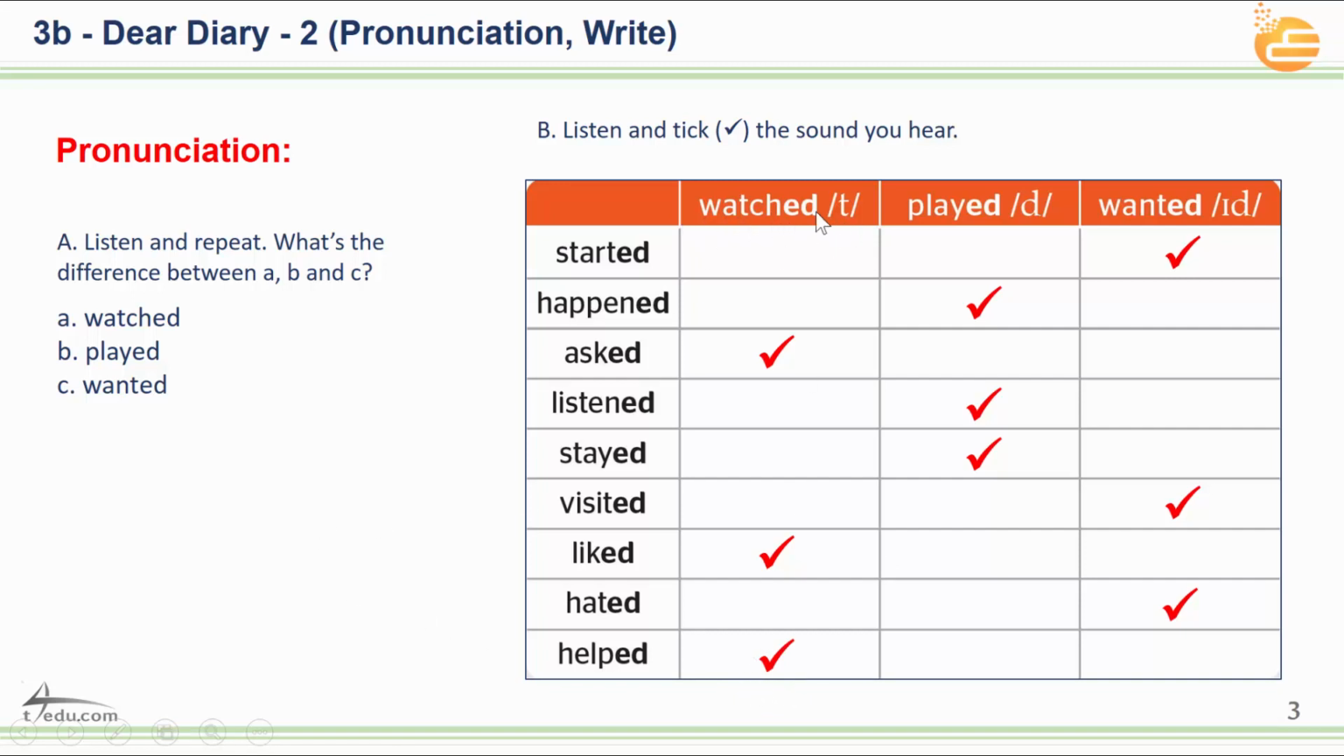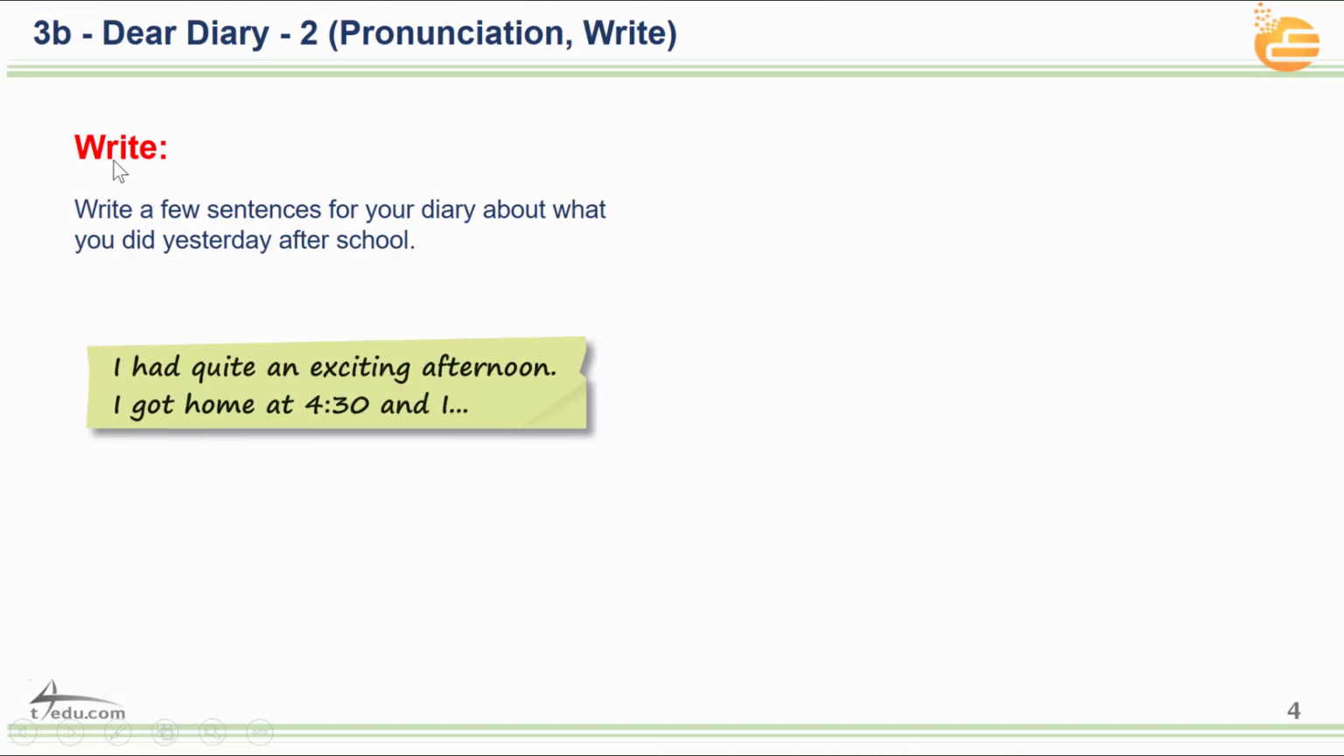So now you know the difference in pronunciation between ed, which is pronounced like t, and ed, which we pronounce like a clear d, and also ed, which is pronounced with a clear e and a clear d. The sound is clear to us. Very nice. Now let's go to write. Write a few sentences for your diary about what you did yesterday after school.